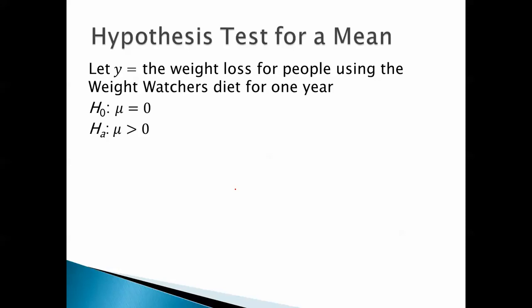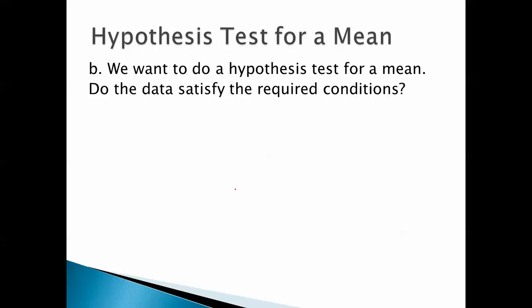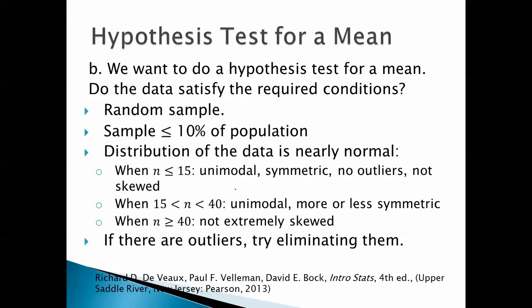We choose this as the alternative hypothesis because we want to test the hypothesis that the mean weight loss for people using Weight Watchers diet for 1 year is greater than 0 pounds. Okay, let y equal the weight loss for people using Weight Watchers diet for 1 year. There's our null. There's our alternative hypotheses. We want to do a hypothesis test for a mean. Do the data satisfy the required conditions? Oh, you bet. It's a random sample, presumably. Sample's less than 10% of the population because the population's pretty big.